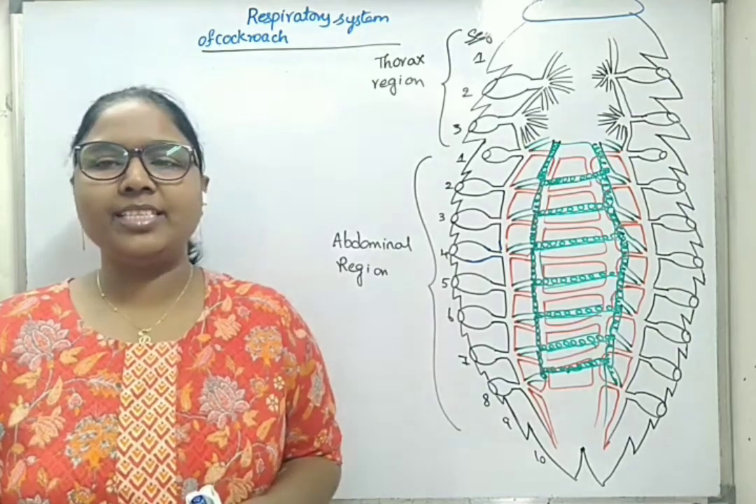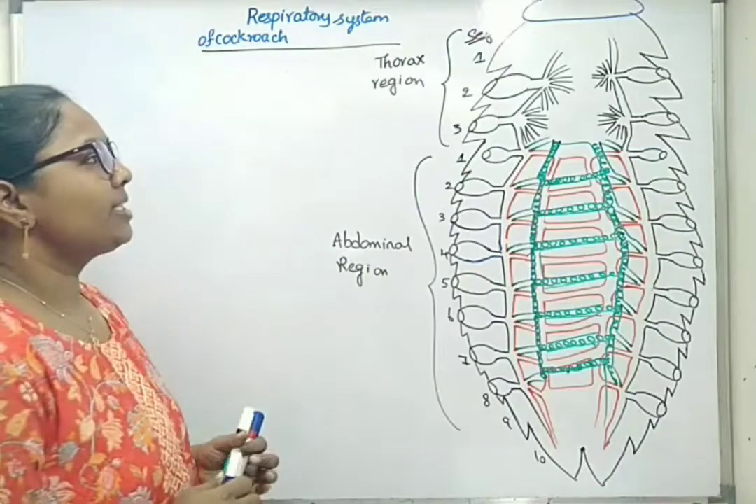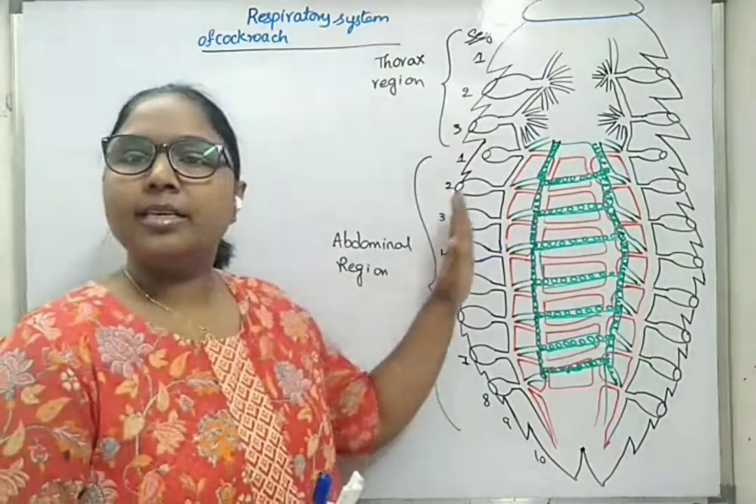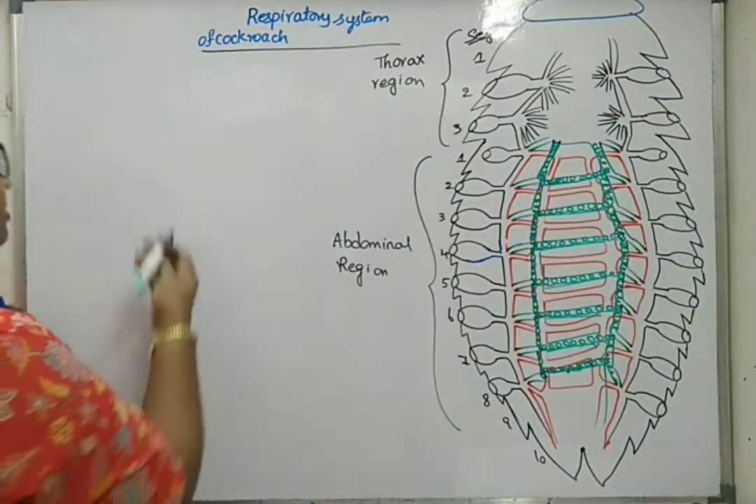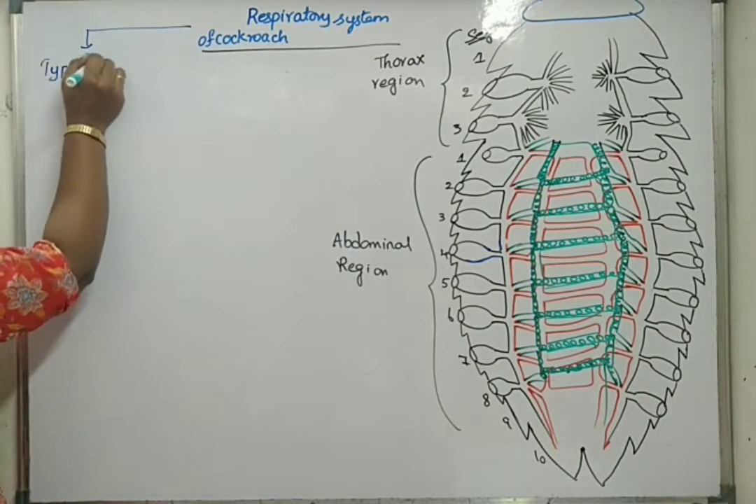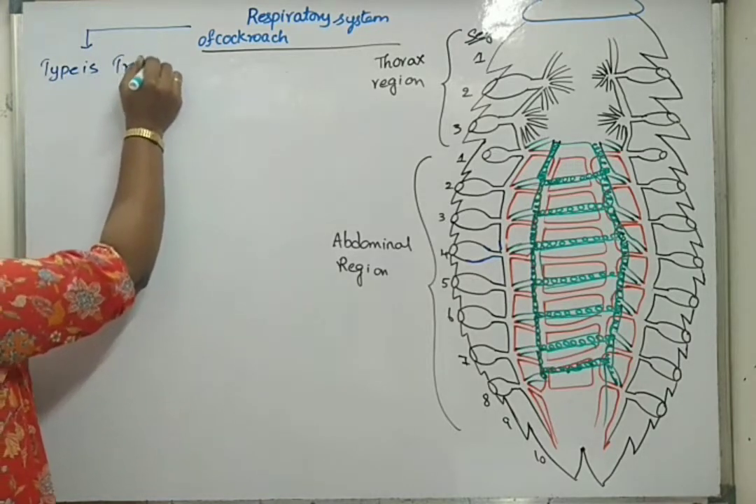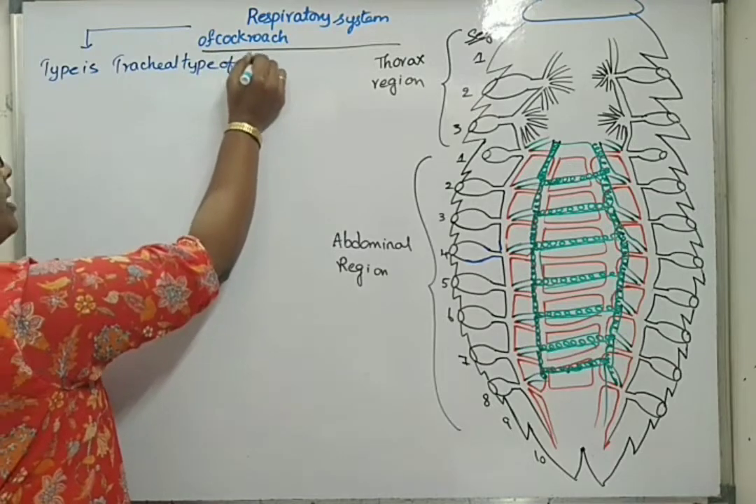Hello students, now we will discuss the respiratory system of cockroach. The respiratory system of cockroach is mainly of the tracheal type. Type is tracheal type of respiratory system.